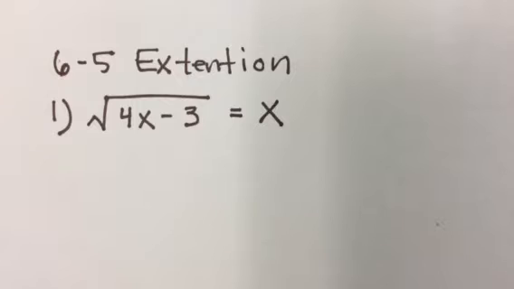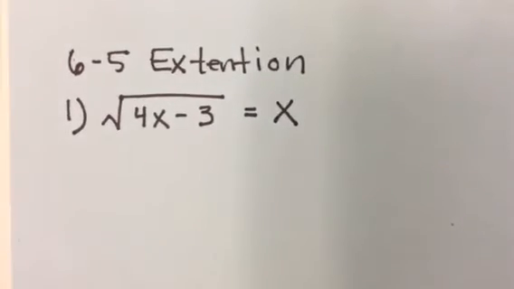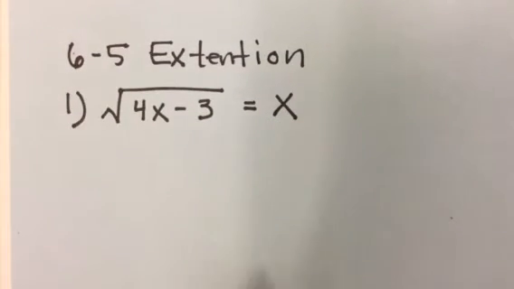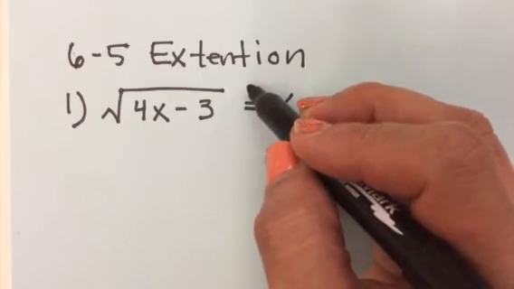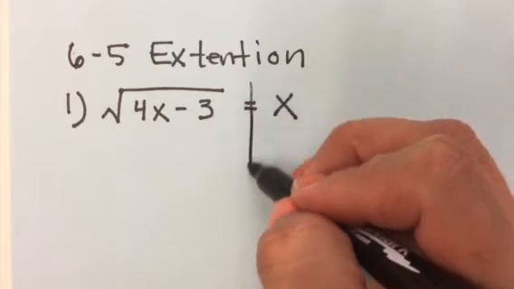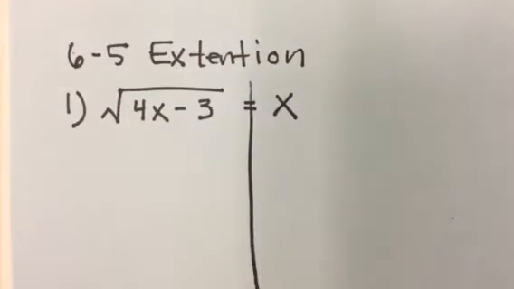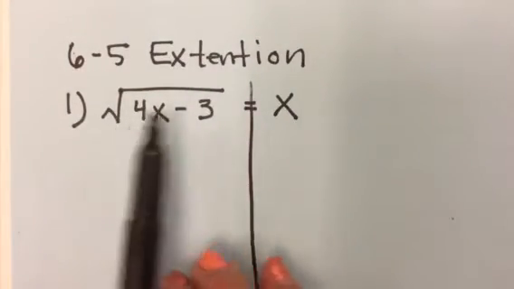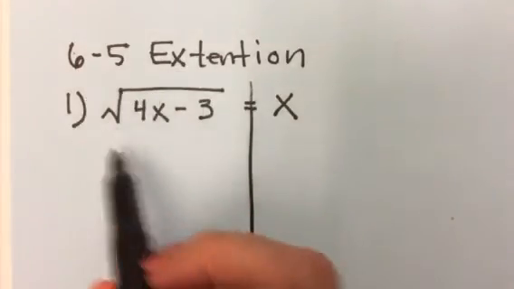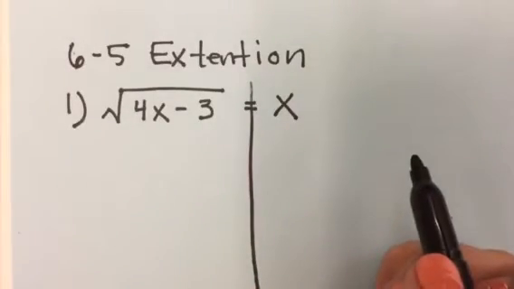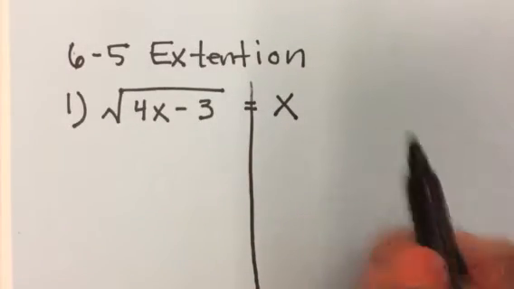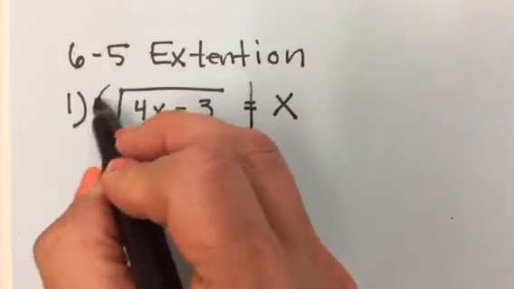Problem number 1 is the square root of 4x minus 3 equals x. Looking at our equation, the first thing we want to do is get our good equation protocol started by drawing our line down the center of the equal sign. We look at the left-hand side and the right-hand side, and notice that there's a square root that's been isolated on the left-hand side. So we want to undo that square root. How do we undo that square root?